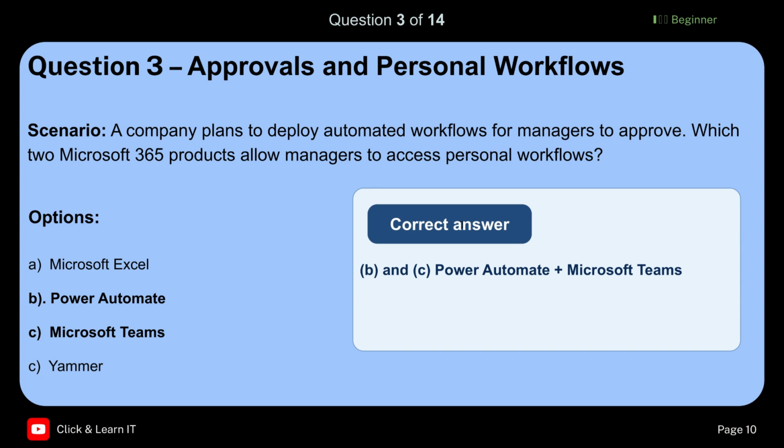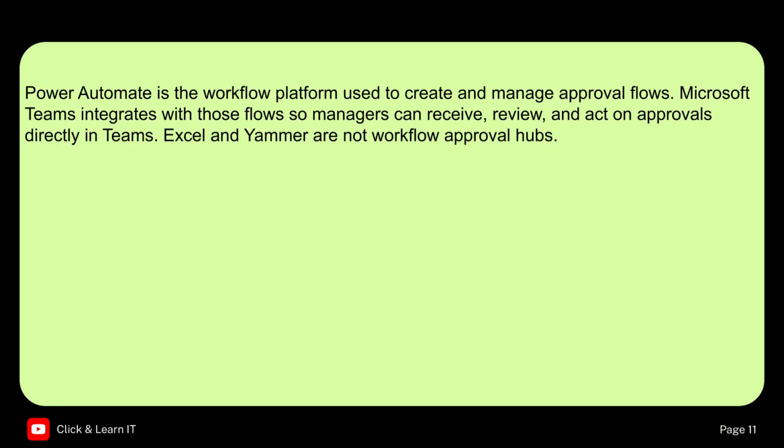The correct answers are B, Power Automate, and C, Microsoft Teams. Power Automate is the workflow platform used to create and manage approval flows. Microsoft Teams integrates with those flows so managers can receive, review, and act on approvals directly in Teams. Excel and Yammer are not workflow approval hubs.